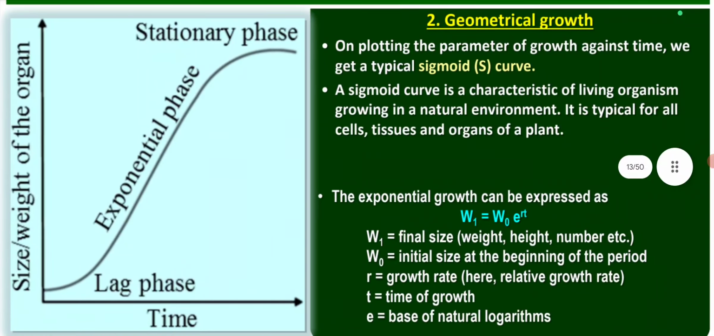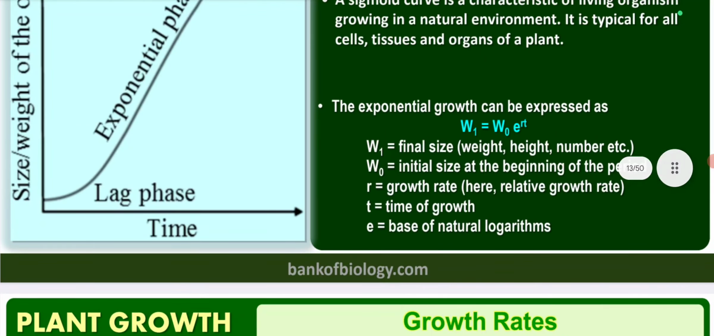Now, a sigmoid curve is a characteristic of living organisms growing in a natural environment. It is typical for all cells, tissues and organs of a plant. The exponential growth can be expressed as W1 = W0 e^rt, where W1 is the final size, that is weight, height, number, etc. W0 is the initial size at the beginning of the period. r is the growth rate, that is also relative growth rate. t is the time of growth and e is the base of natural logarithm. W1 = W0 e^rt.